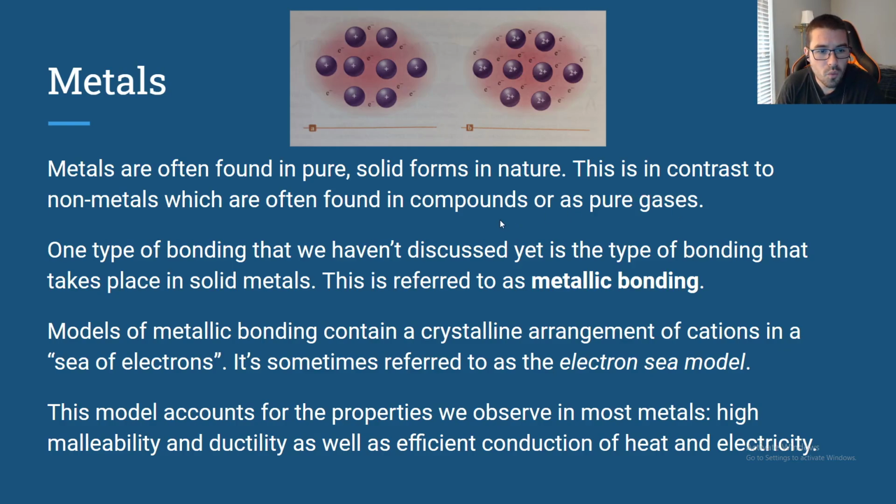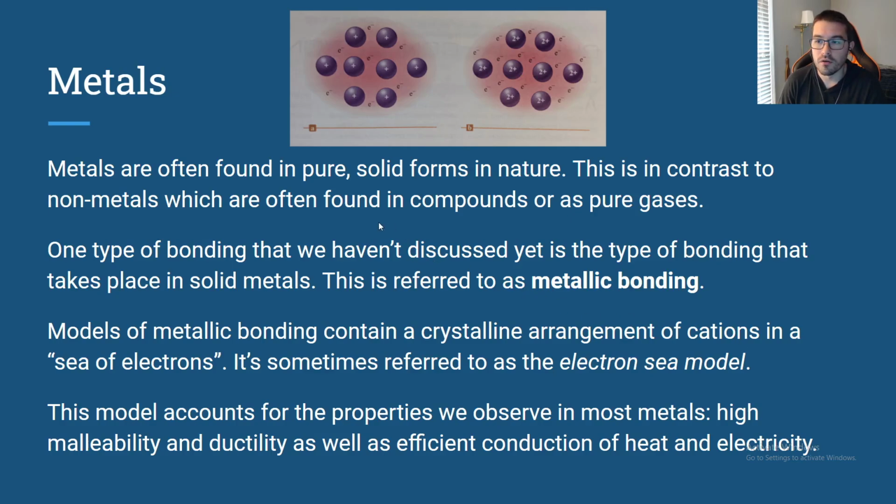So what we're going to talk about today is metals and specifically how solid metals exist, like what's the structure there, what's going on. It's called metallic bonding. It's different than ionic or covalent bonding. It's just its own sort of category. I'll be honest with you, I don't know that much about metallic bonding. I've never really had to know that much other than the few little details that I'm going to give you here. So, models of metallic bonding contain a crystalline arrangement of cations, okay?